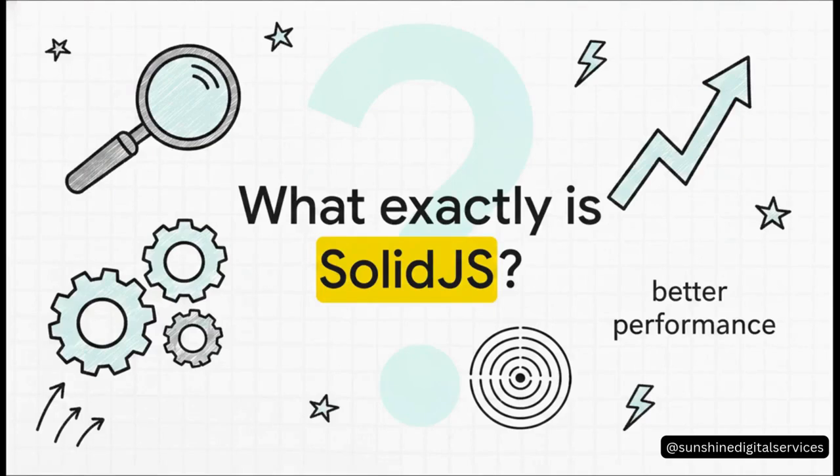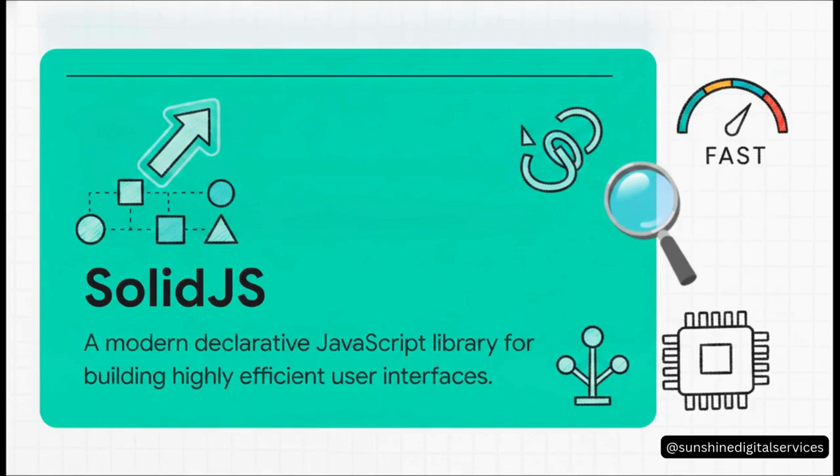Now, naturally, when developers get fed up with sluggish rendering, they go hunting for a better way, and this specific name just keeps coming up. So what exactly is SolidJS, and why is this particular library suddenly the topic of so many engineering conversations? Basically, SolidJS is a modern declarative JavaScript library built entirely around efficiency. But what really makes it so compelling is that it feels incredibly familiar.